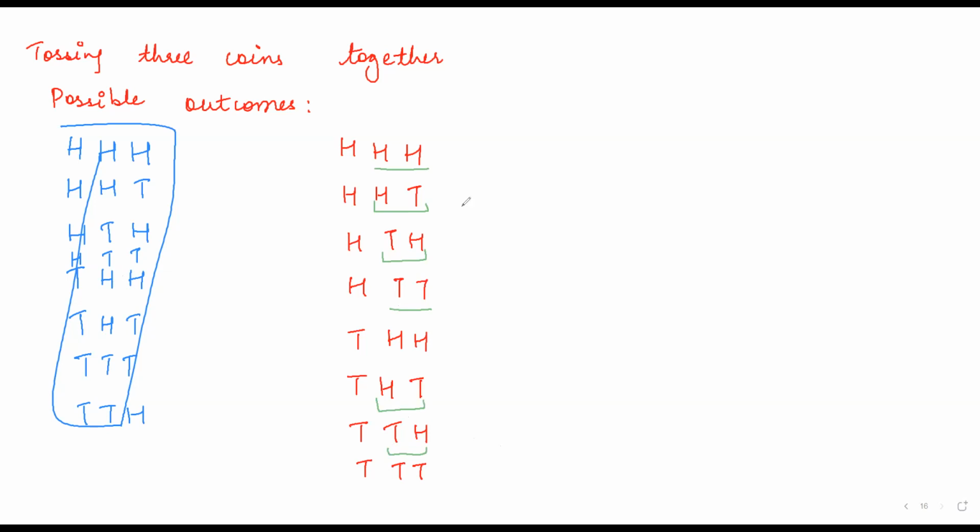So anyway, so total possible outcomes are how many? There are 8. So this also, please, like at least once you note down in your copy, what can be the possible cases?